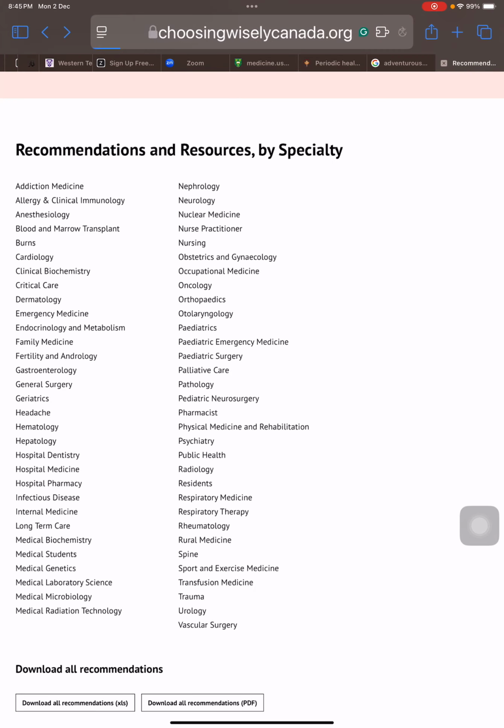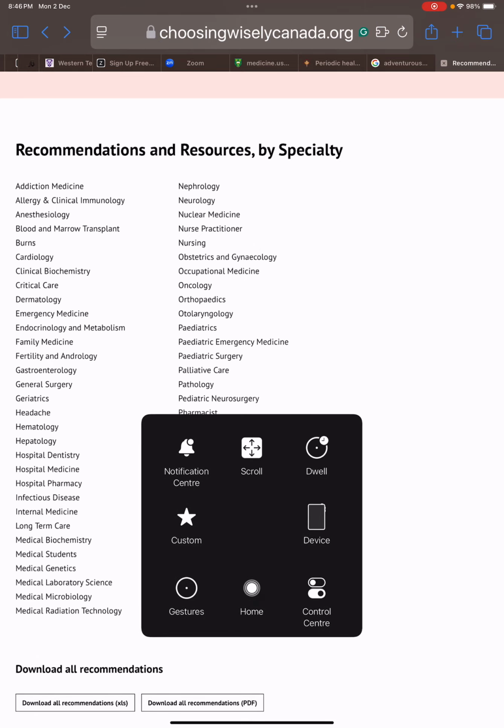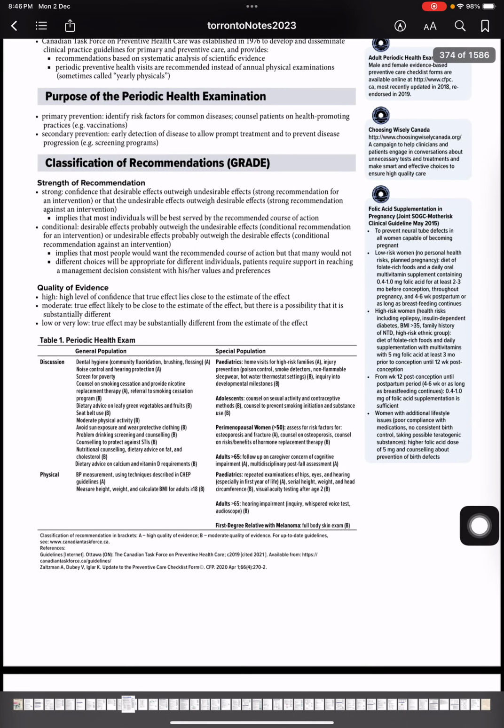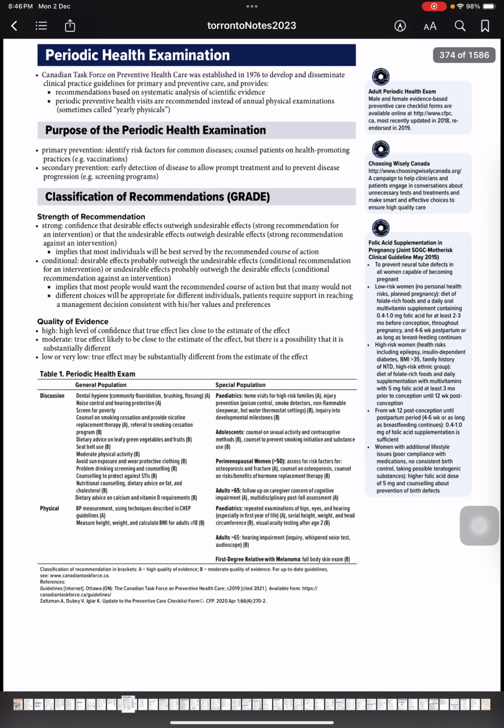Once you complete that, go back, and now you know that for every topic that you're going to do, you will read their recommendations. So luckily we're able to do the family medicine recommendations. Now we'll go back to the periodic health exam. So Choosing Wisely, family medicine is done now.